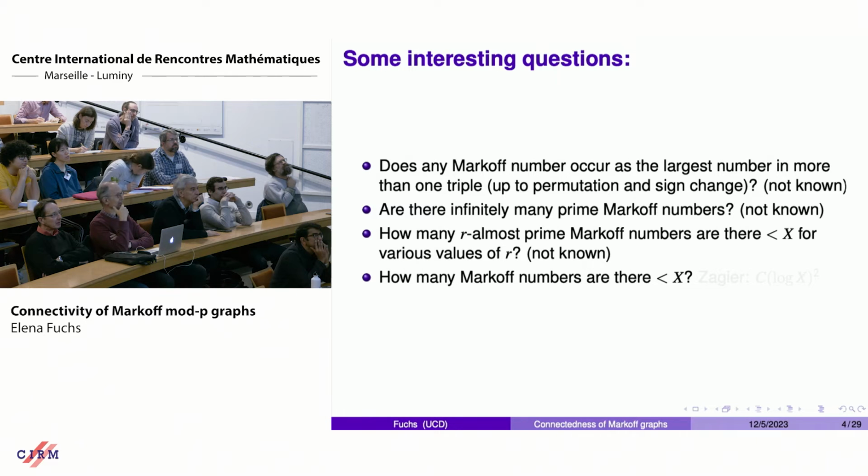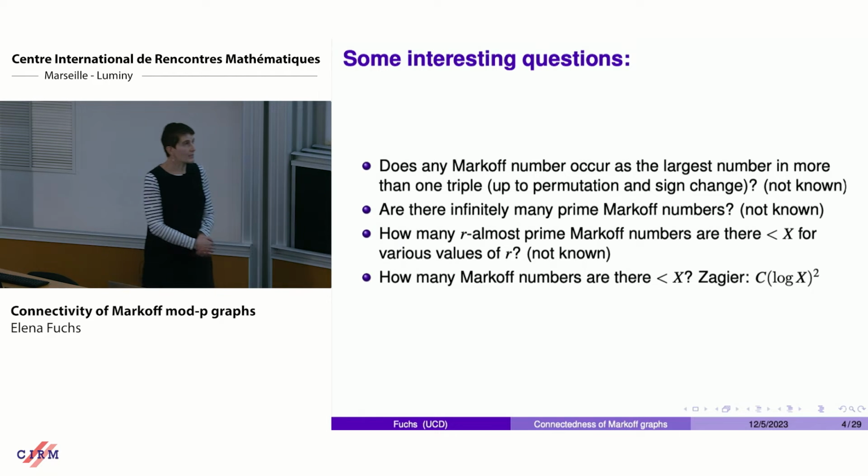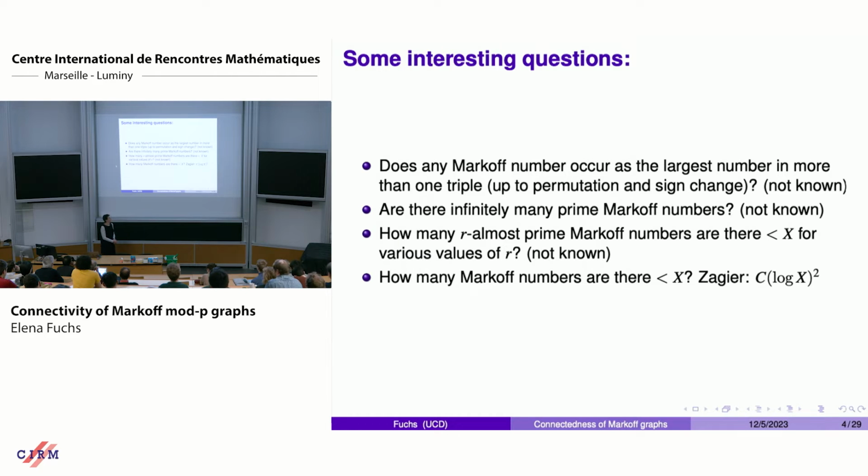Okay, well, I've told you a bunch of stuff that we don't know, so I'll give you one thing that we know about, which is how many Markoff numbers are there less than x? This was answered by Zagier in the late 80s. It is some constant times log x squared. It's not a reason for why it's hard to answer these questions about primes, but it's all part of the same thing, which is that Markoff numbers are very sparse.